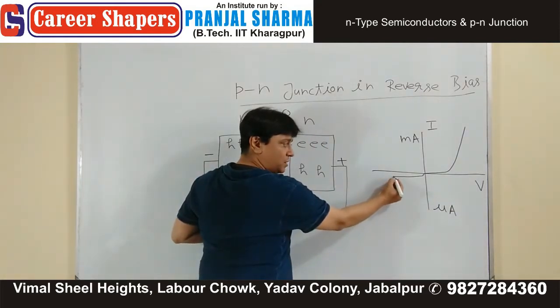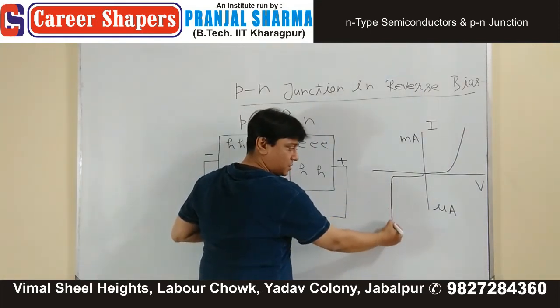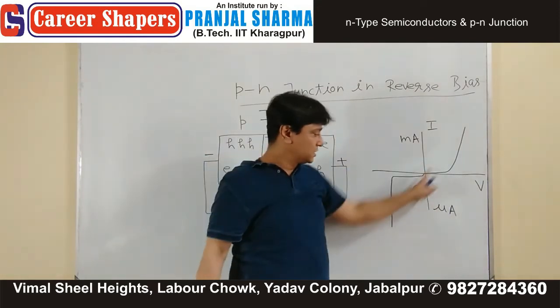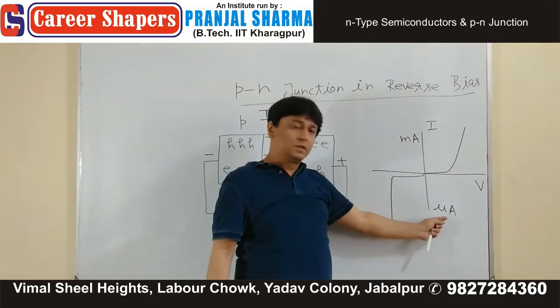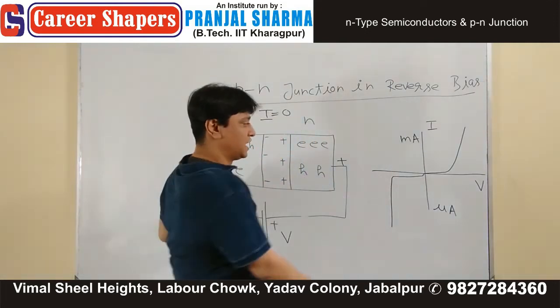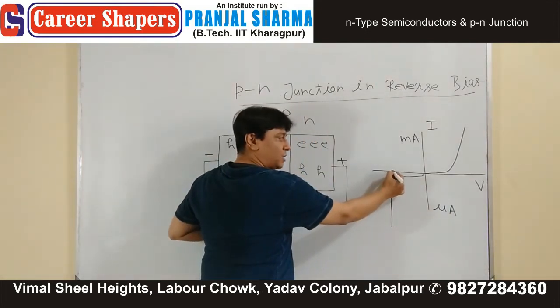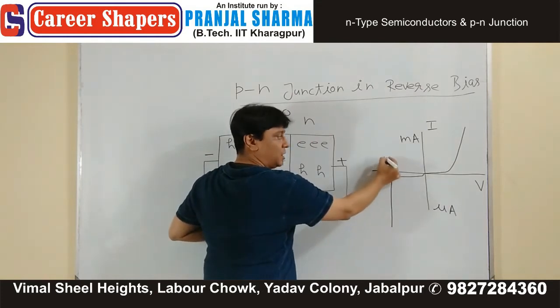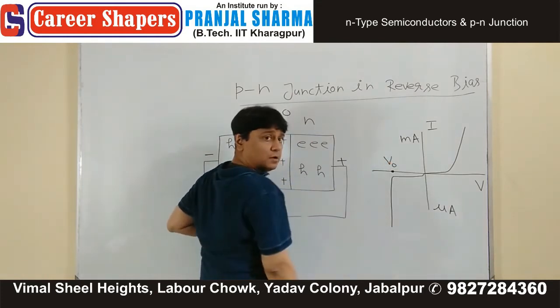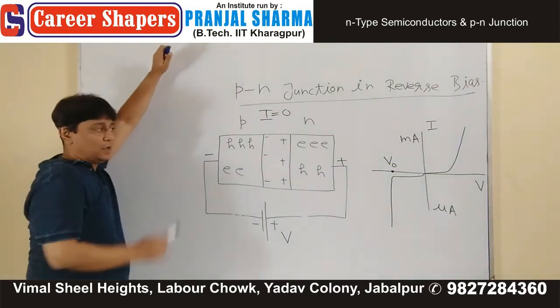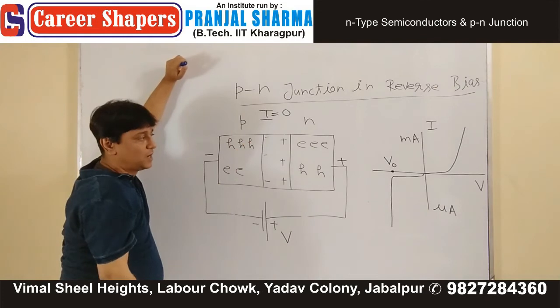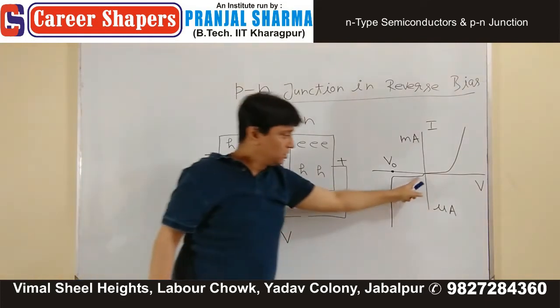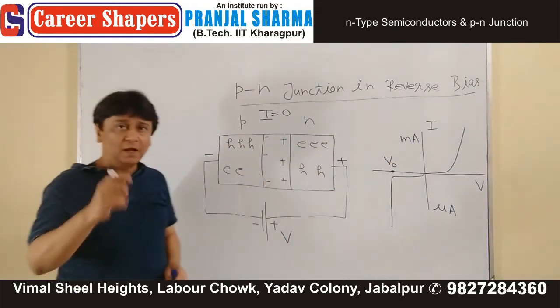At one point, we'll discuss this point. The look is almost the same, but the range is different. This is milli, this is micro. At a particular voltage, let's call it V0, abruptly current increases, and what this abrupt increase is, and what this whole thing of micro and milli is, let's understand this also.